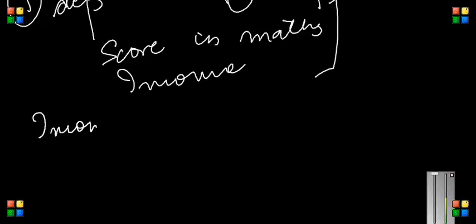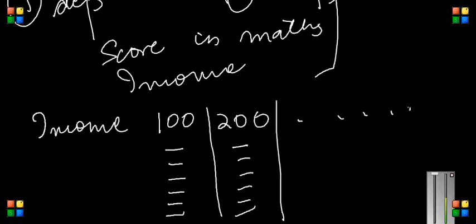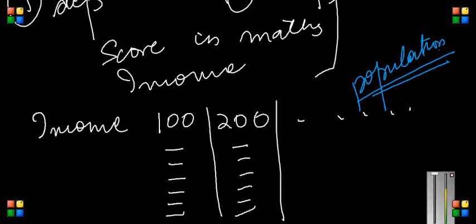Say income level being 100, I have score of different students. Similarly, for another given income level, say income level being 200, I have score of different students, and so on. Now, when I'm talking about this data that I have, it's basically the data of the population. Why population? Because I'm taking the entire data. I'm not taking few scores.